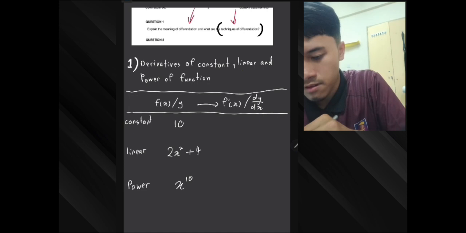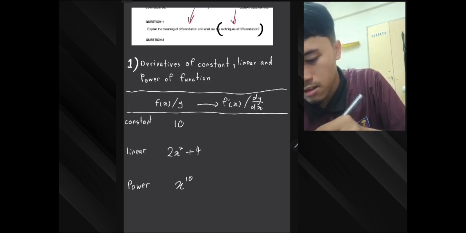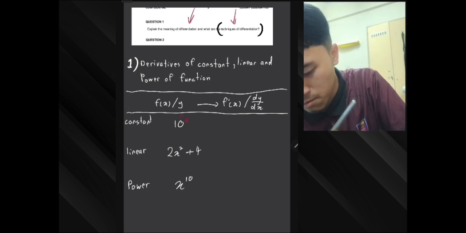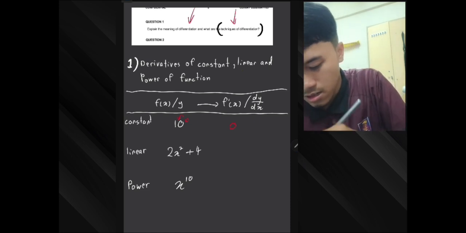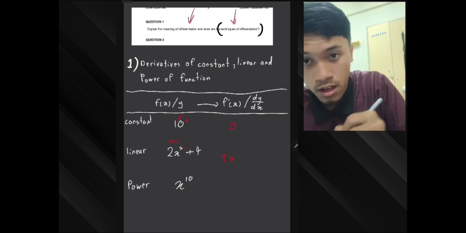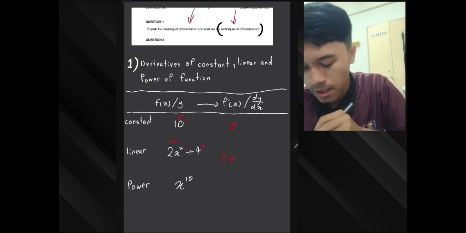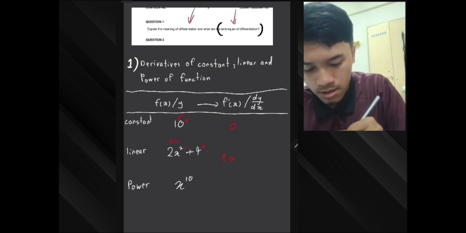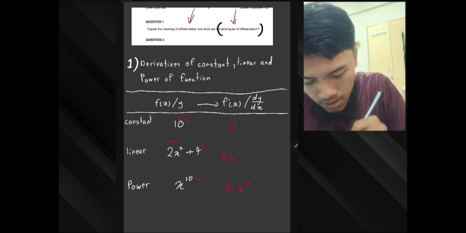First, we have the derivative of constant, linear and power of function. On constant, since 10 has the power of 0, we multiply it with 0 and it will become 0. The same goes for the linear. So 2 is multiplied with x to the power of 2, it will become 4x with power minus 1, so it will become 4x. Since 4 doesn't have an x or anything like that, it has 0 power, so multiplied it will become 0. And on power, 5 is multiplied with 10, becoming 10s, and minus 1 like this, it will become 10s to the power of 9.